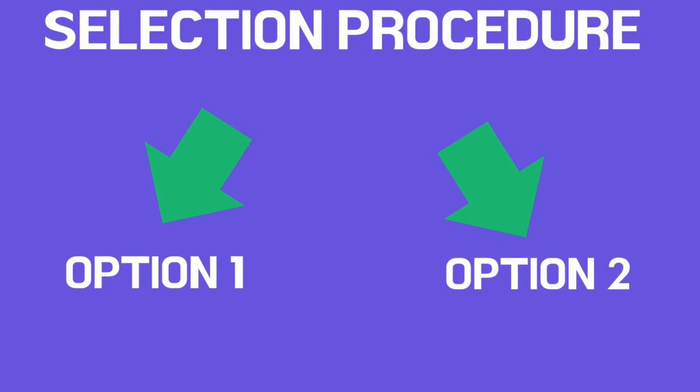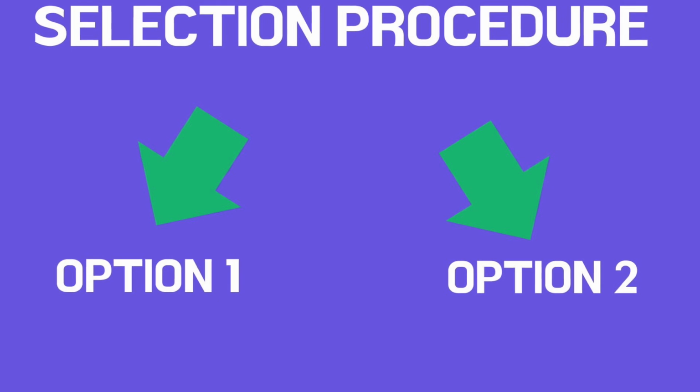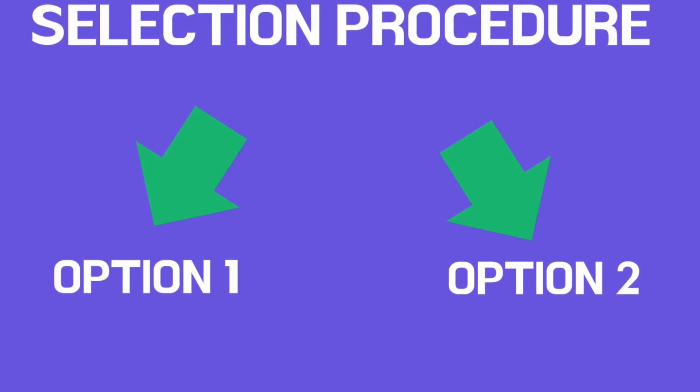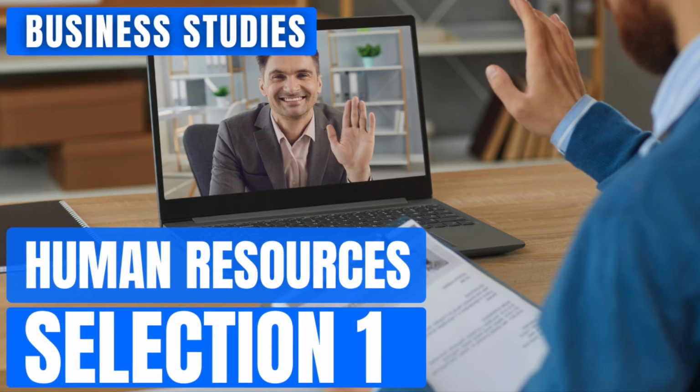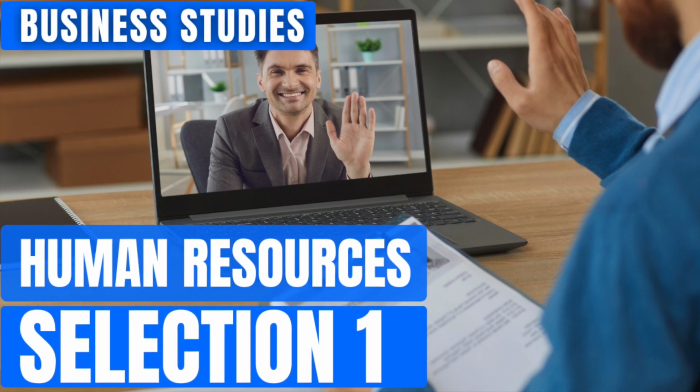In part 1 of the selection process, we covered the selection procedures option 1 and option 2. If you've missed that video, please go watch it before you continue with part 2. Let's jump in on part 2.